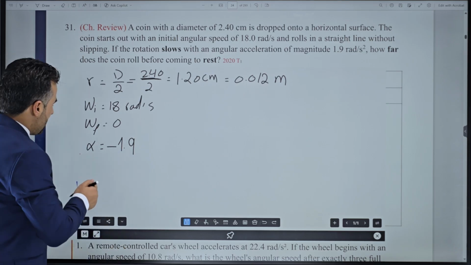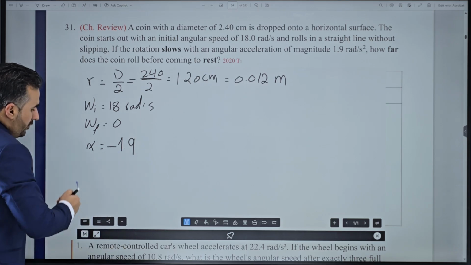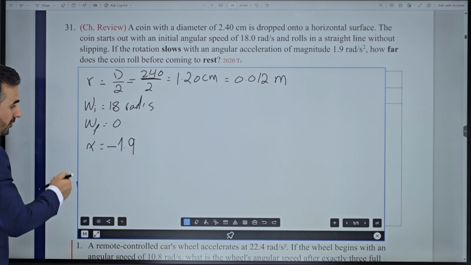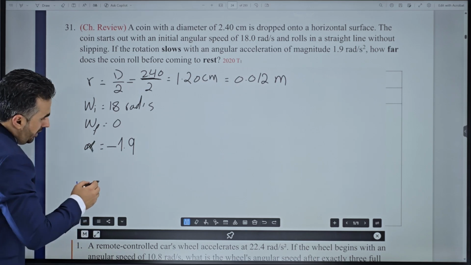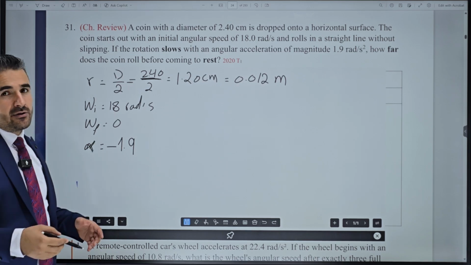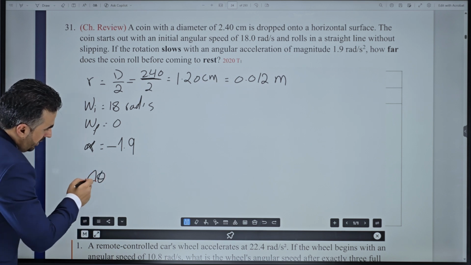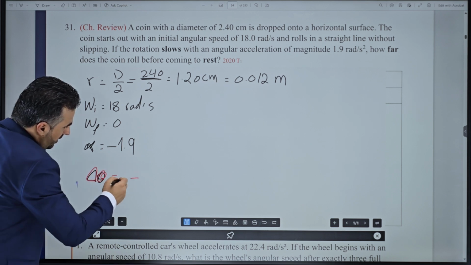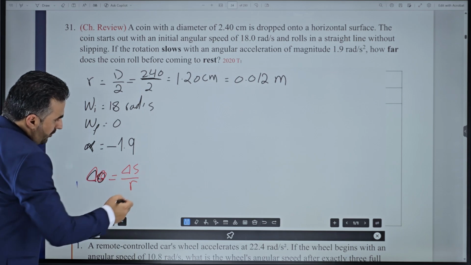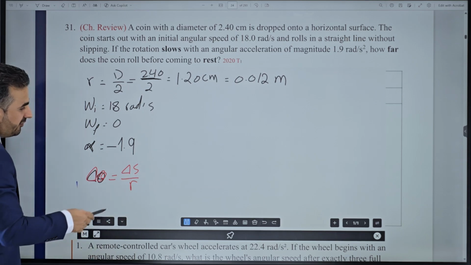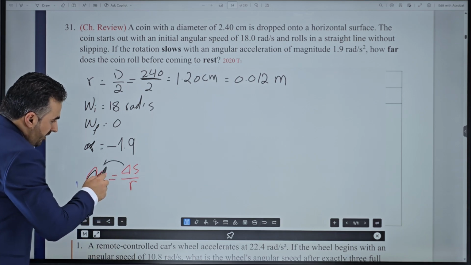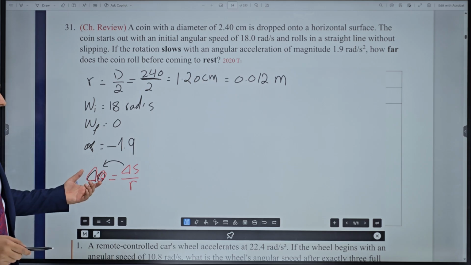And then the question says, how far does it roll? Remember, because the question says, how far does it roll? That means the arc length. But where can we get the arc length? If I have delta theta, we can get it from delta theta, which equals arc length divided by the radius. But before finding the arc length, I need to find the angular displacement.